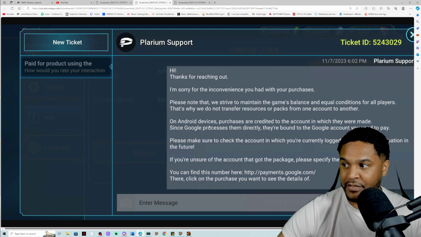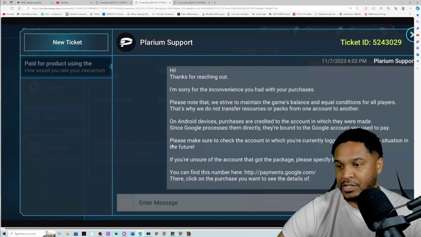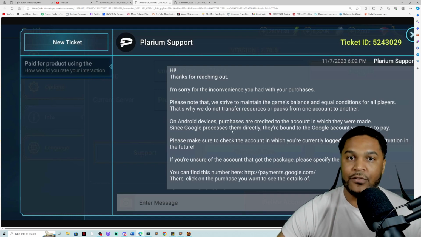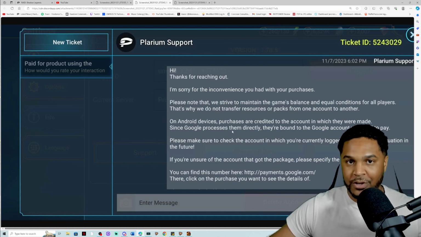Nothing like that. Nothing of the sort. Please make sure to check your account in which you're currently logged in to avoid situations in the future. If you're unsure about the account that got the package, you can specify. So I know for a fact my pay to win account got the package. I was literally playing on my pay to win account.